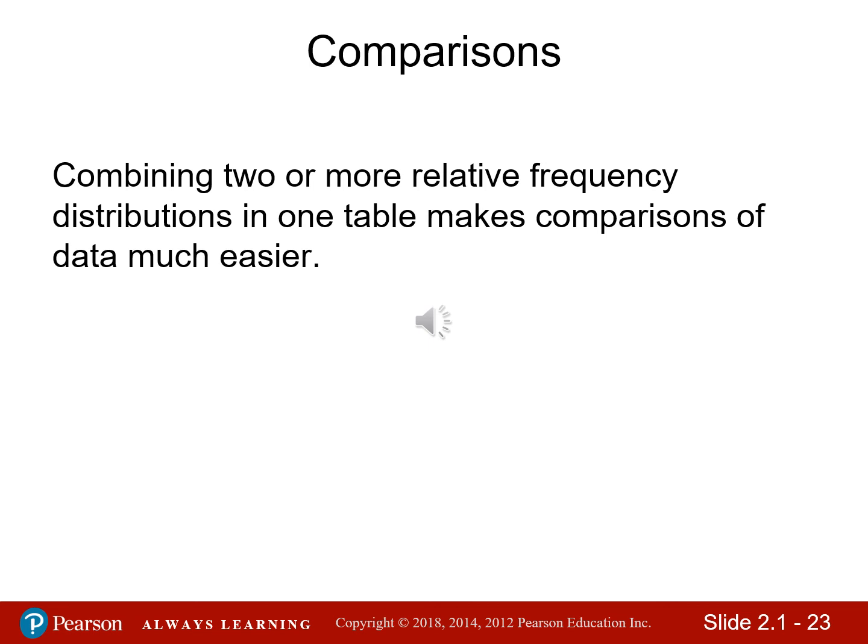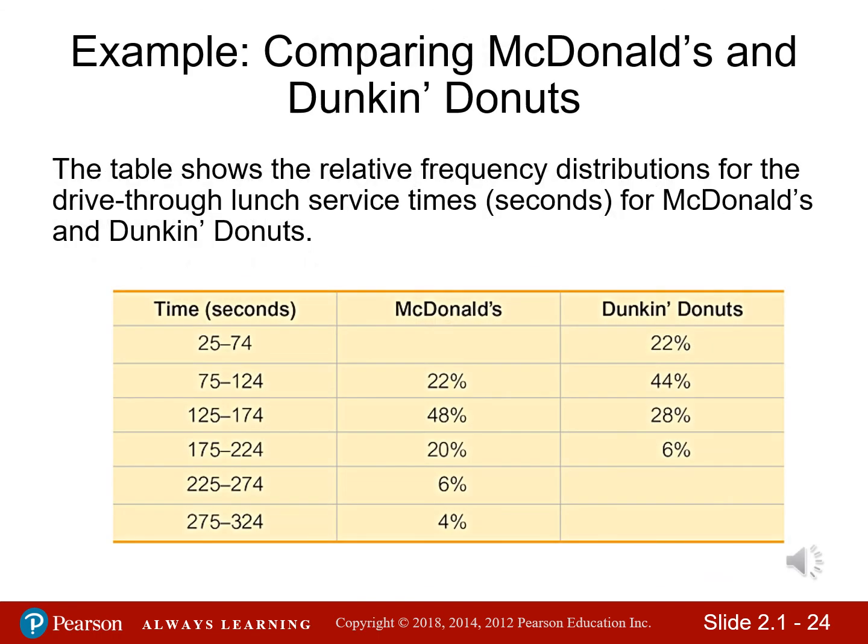Combining two or more relative frequency distributions in one or more tables makes comparison of data much easier. Let's look at a comparison of McDonald's and Dunkin' Donuts drive-through lunch services. This table shows the relative frequency distribution for the drive-through lunch service times for both McDonald's and Dunkin' Donuts.